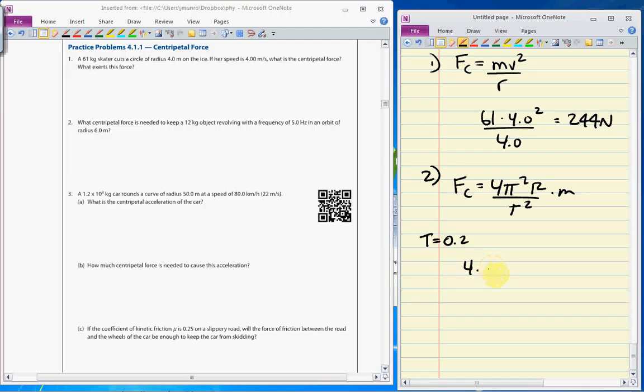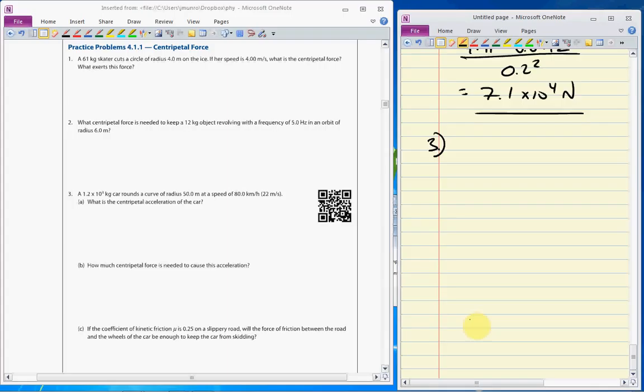Alright, so putting this together, we have 4 pi squared, the radius of 6 meters, the mass, in this example, a 12 kilogram object, the period 0.2 squared gives me 7.1 times 10 to the 4 newtons.